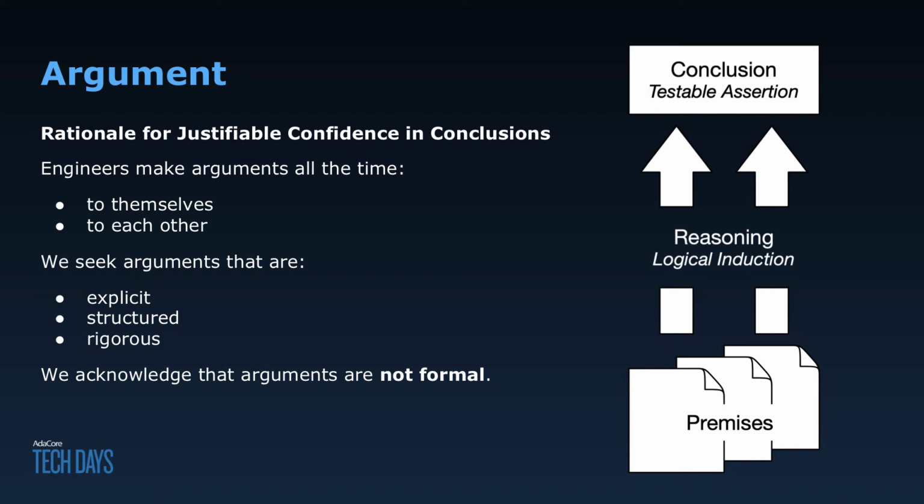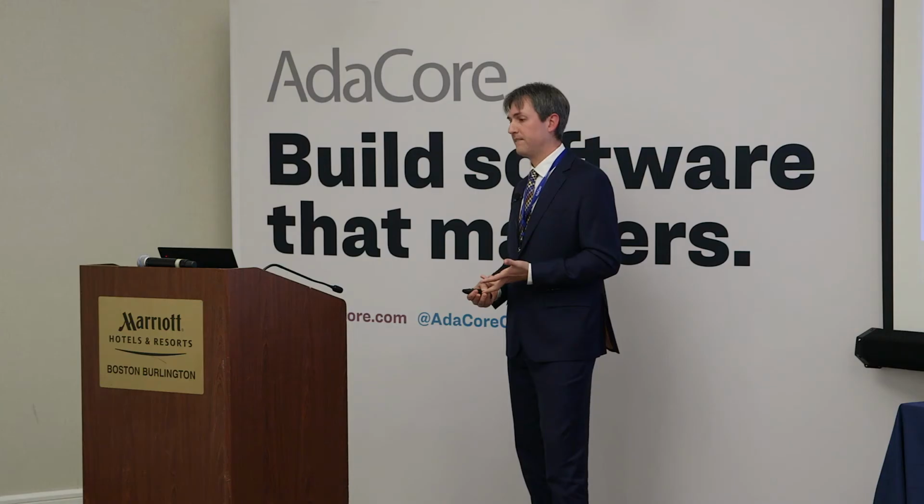Now, this term argument: an argument is a conclusion, which is some kind of testable assertion, and this conclusion is supported through reasoning by premises. These premises form the grounds of our arguments. They may be conclusions from other argument steps. They may be artifacts that we're citing as evidence. They may be unjustified, in which case these are assumptions on which our argument is predicated.